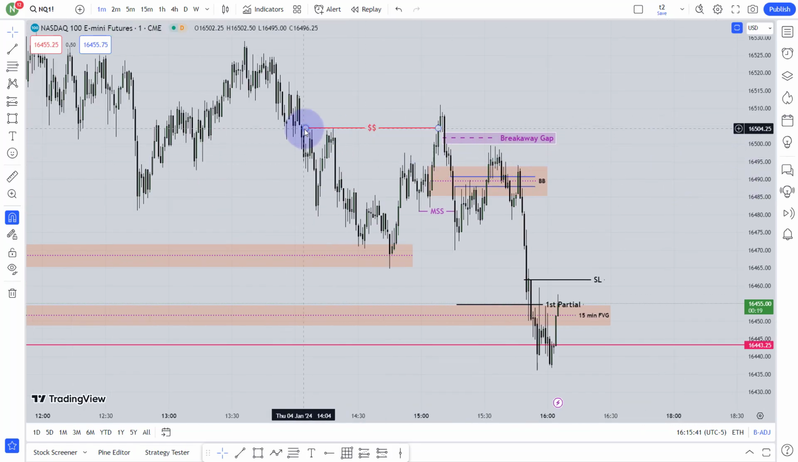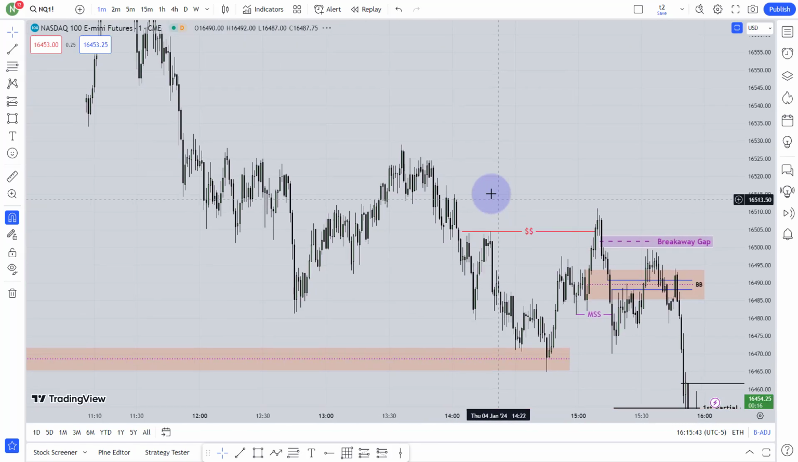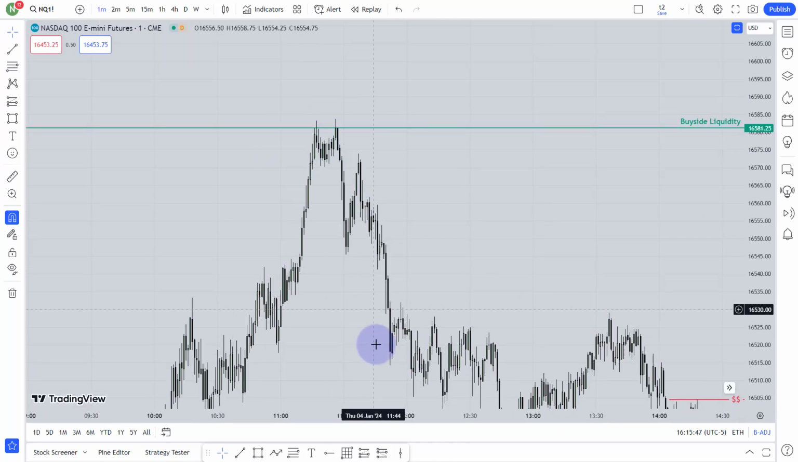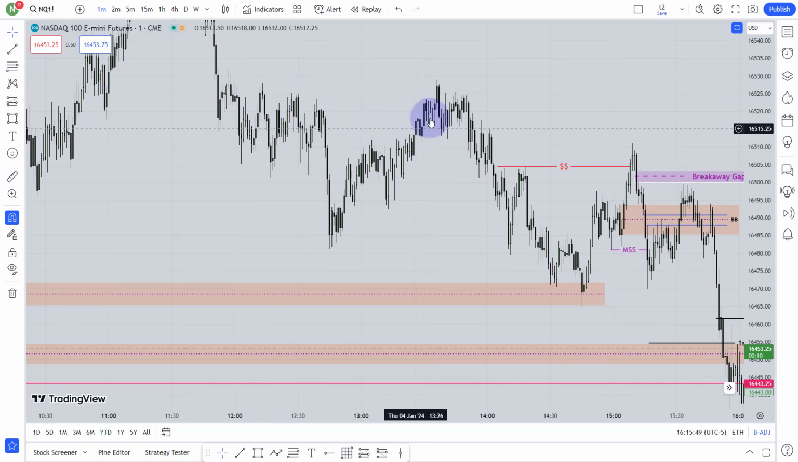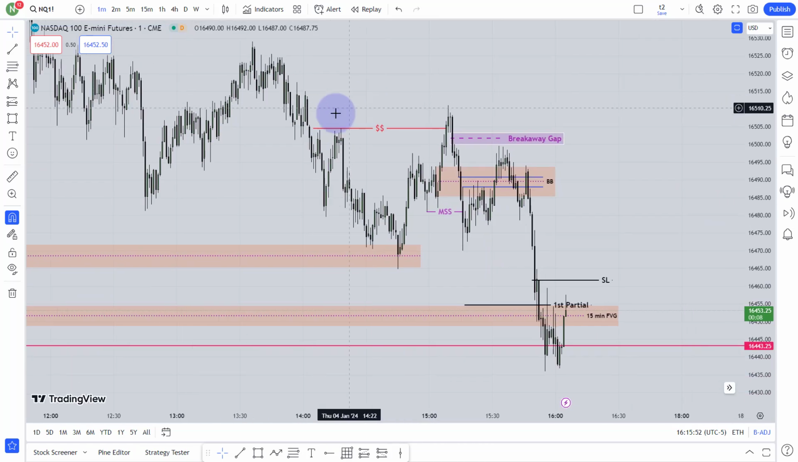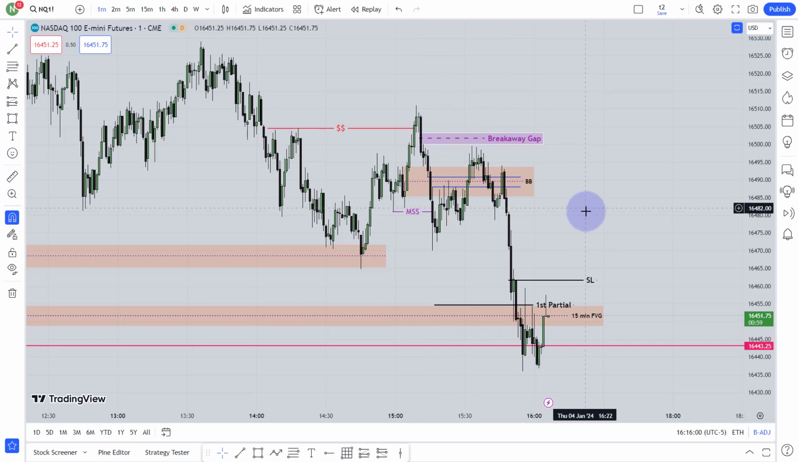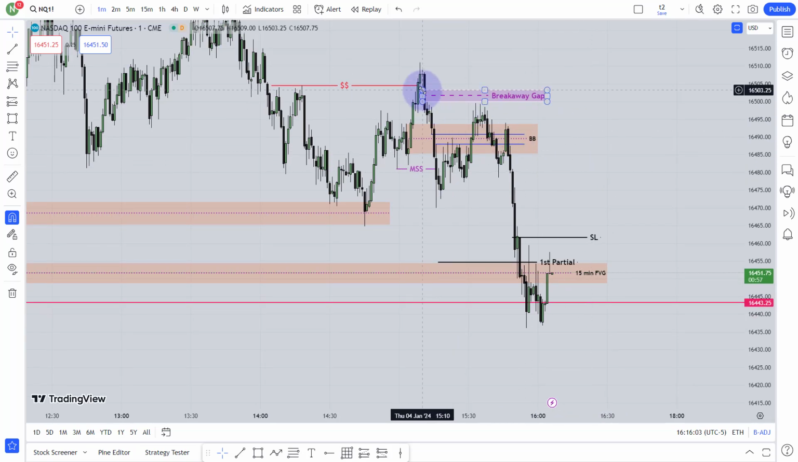So price has taken the buy side liquidity. Every time price has taken the buy side liquidity, it fell. See, price has taken the buy side liquidity, it fell. Here, buy side liquidity, fell. Buy side liquidity, I was expecting price will fall. So when price has taken the buy side liquidity at the last hour, this is the last hour, from 3 p.m. Guys, don't get me wrong. Price has taken the buy side liquidity at 3 p.m. When it took the buy side liquidity, it fell that way.